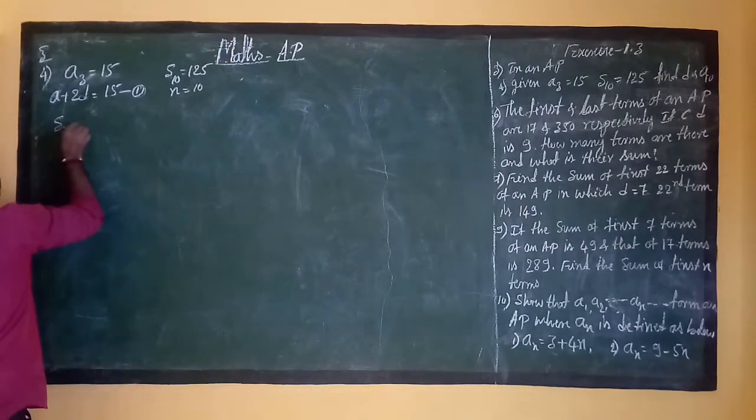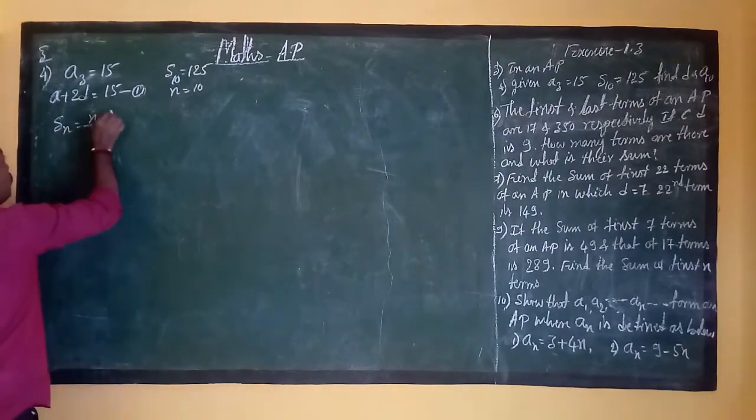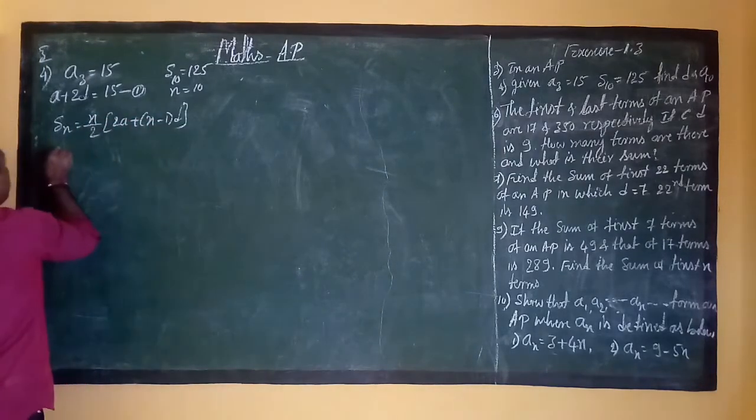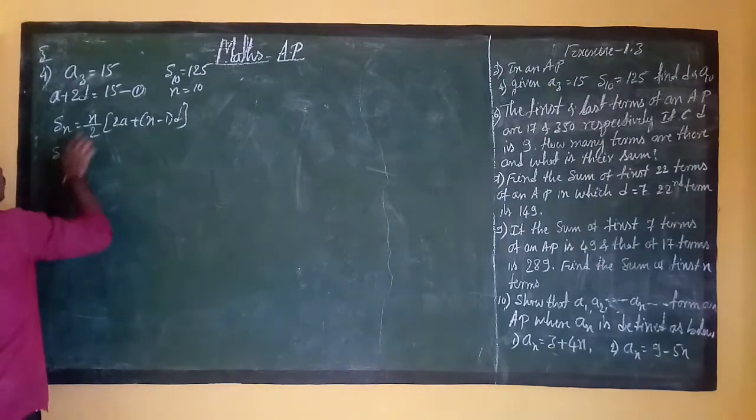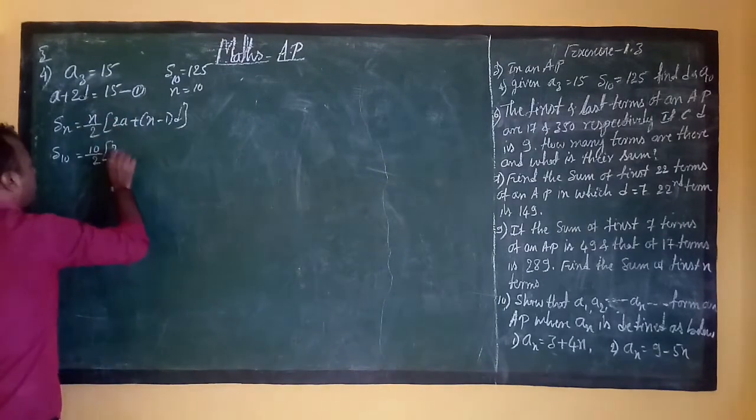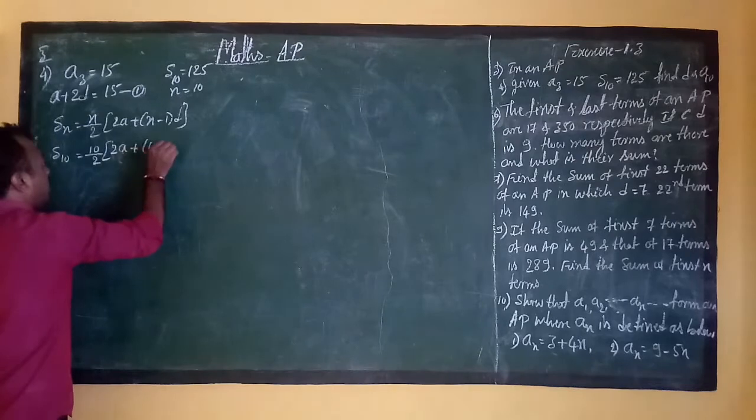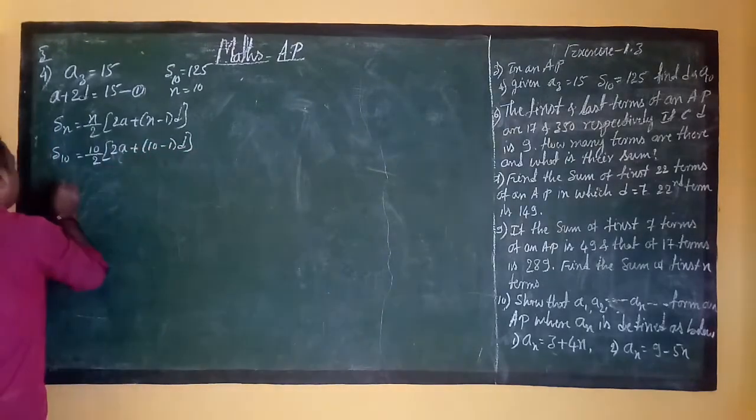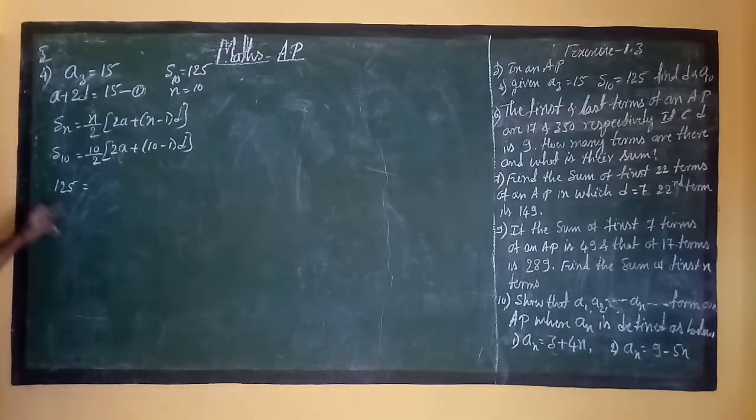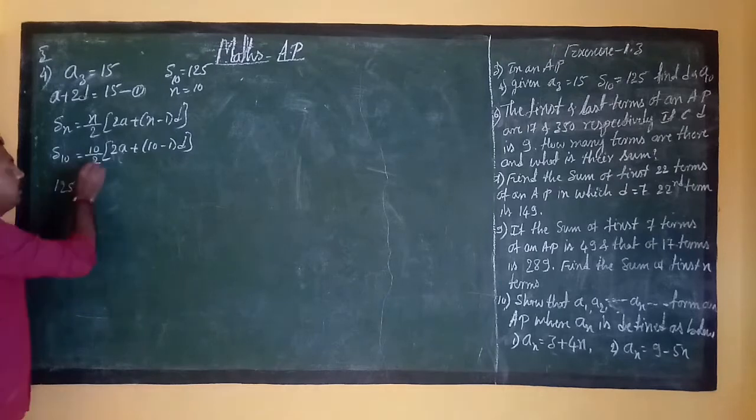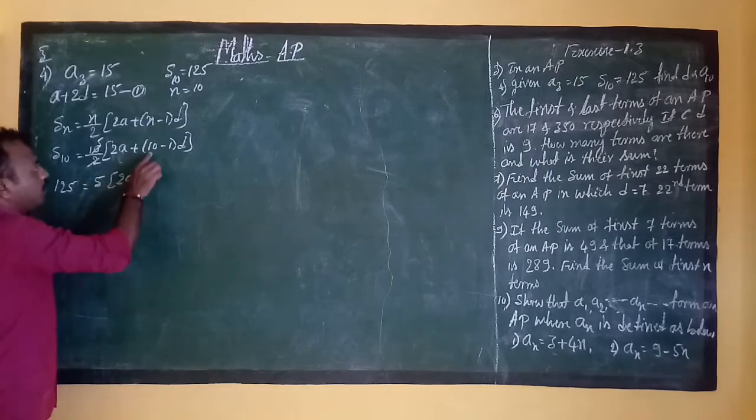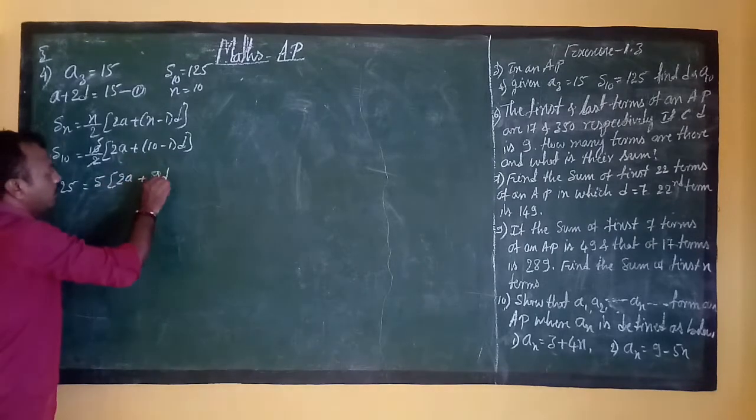Sn is equal to n by 2 into (2a plus (n minus 1) into d). So S10 is equal to 10 by 2 into (2a plus (10 minus 1) into d). Then instead of S10, substitute 125. Five twos are 10, so the remaining is 5. The remaining is 2a plus 9d, which is 9 into d.